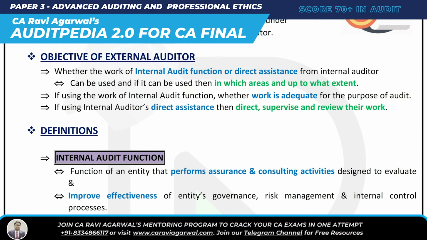Two simple definitions. Internal audit function: see, what happened here is the function of an entity where you perform assurance and consulting activity designed to evaluate and improve the effectiveness of GRC. Direct assistance, simple. Here you use the work of an internal auditor. No, here you directly use the internal auditor: use of internal auditors to perform audit procedures under the direction, supervision and review of the external auditor.